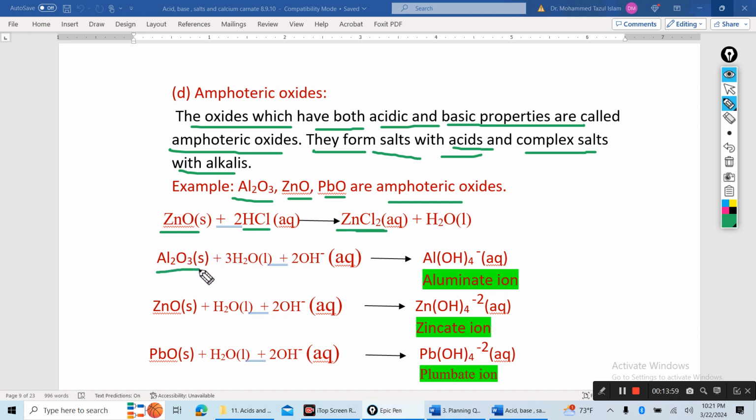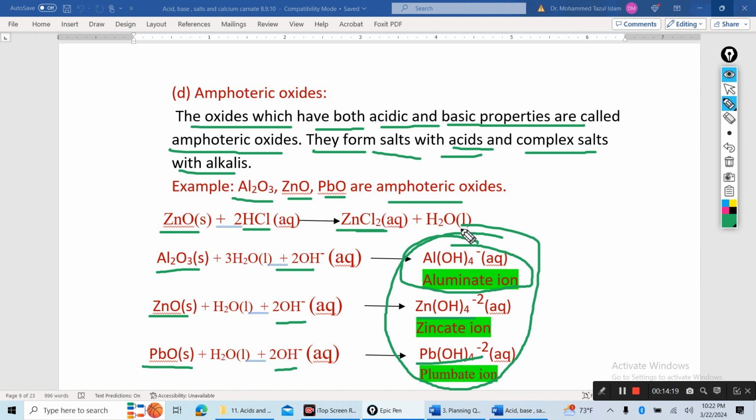Aluminum oxide is an amphoteric oxide, it reacts with alkali to form complex salt, complex ion, aluminate ion. Zinc oxide forms zincate ion with alkali. Lead oxide reacts with alkali to form plumbate ion. These are complex salt ions or complex ions.